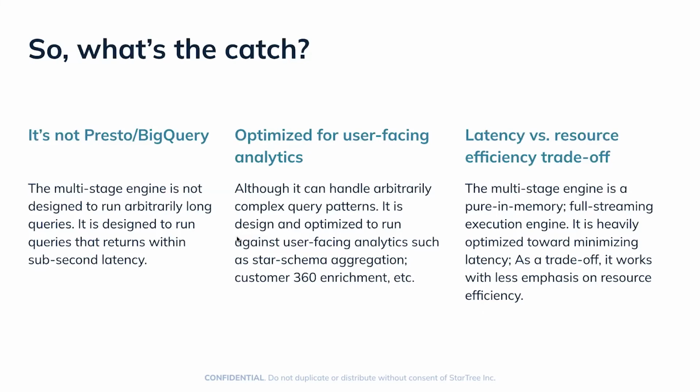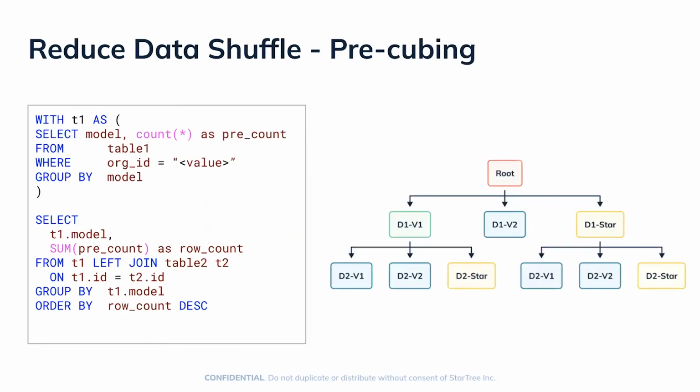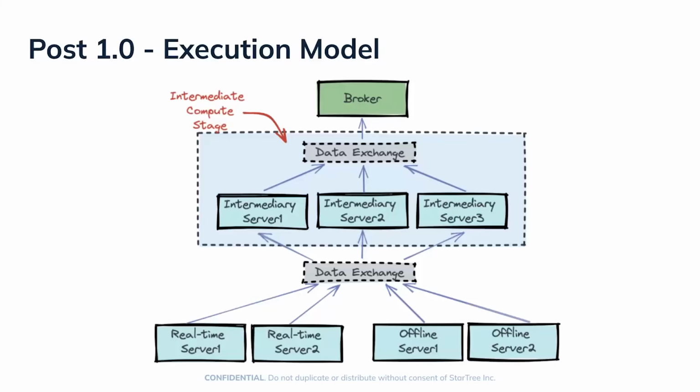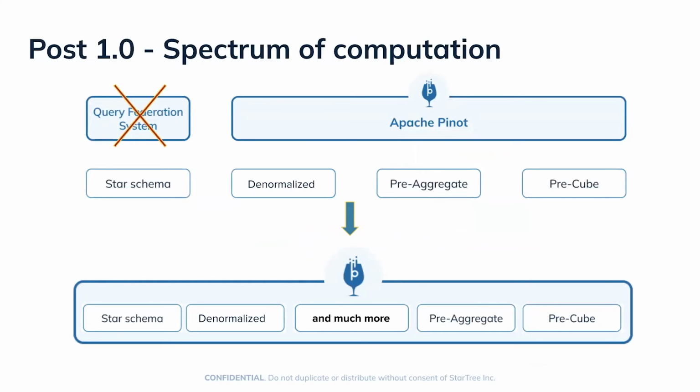Okay, so what's the catch? It seems like this is an extremely efficient, very smart algorithm or engine, but there are a lot of caveats. As I can imagine, some of you might be wondering in your head right now: this is designed to replace the query federated system when you're doing a star schema type of join. It's not designed to do ETL-like joins, right?